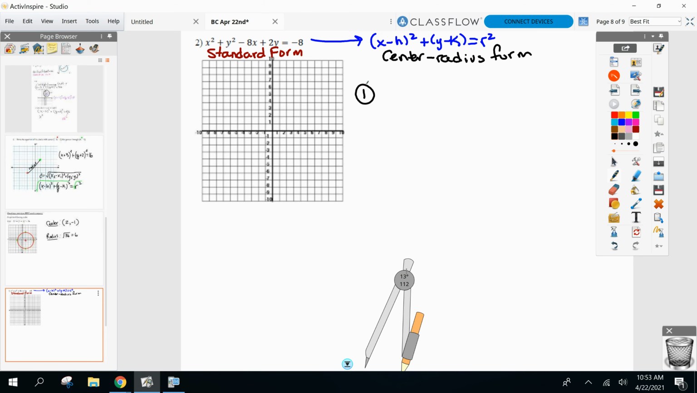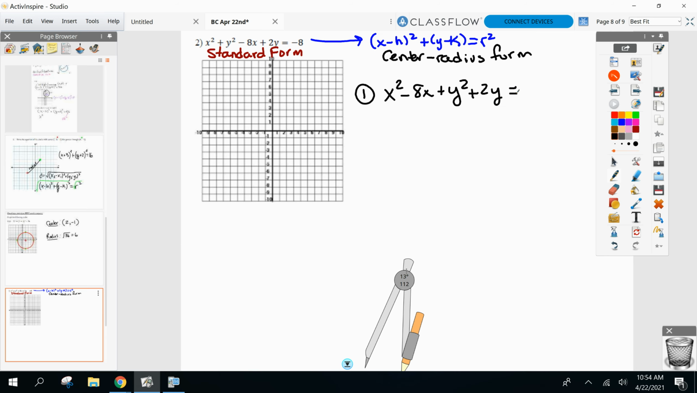Rewrite your equation so your x's and your y's are together. So for instance, x squared should be right next to my negative 8x. I'm just moving parts around so x and y are next to each other, plus y squared and the 2y right next to it.